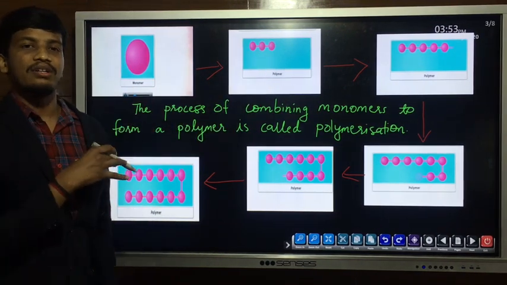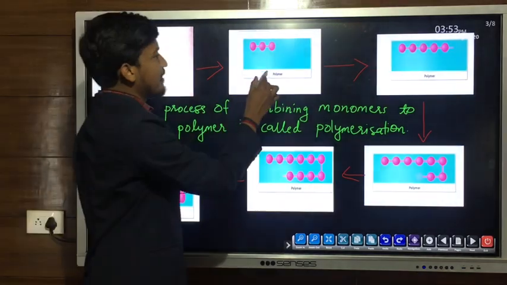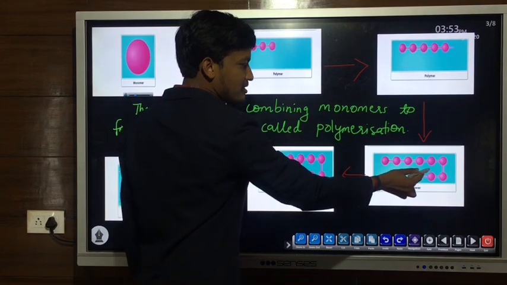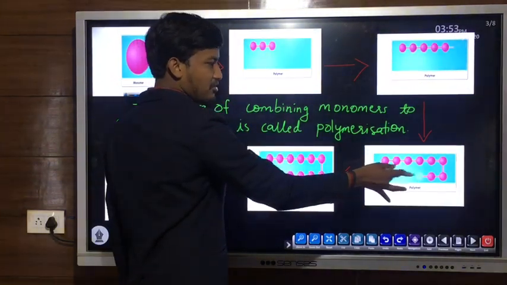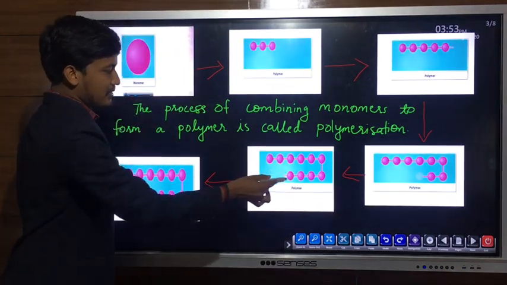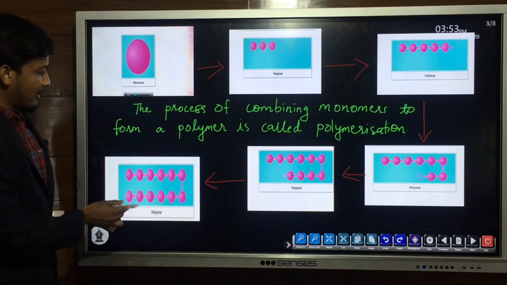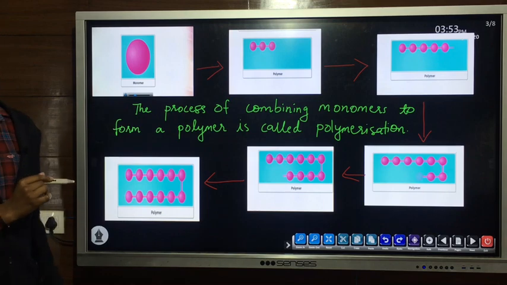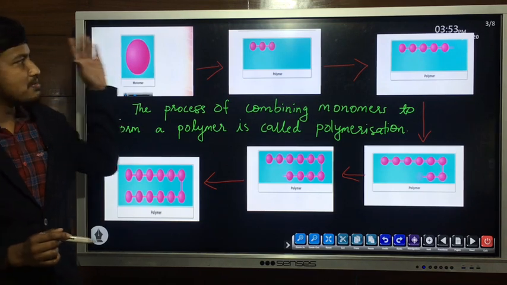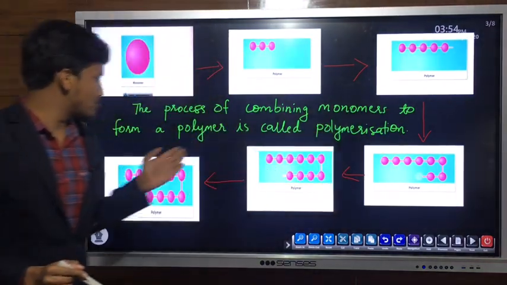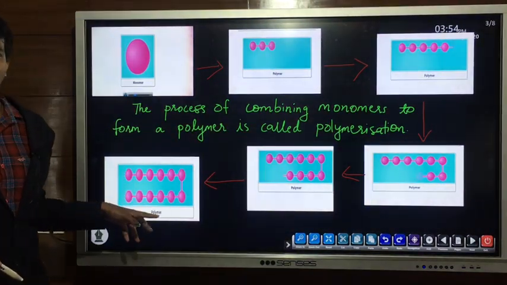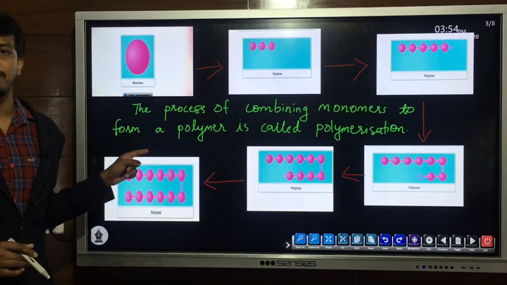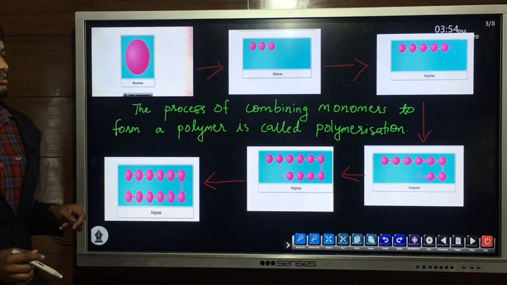When the monomers combine together, we get polymer. In the second step, then the third step, we can see that more monomers are joining. Then in the next step, again a combination of more monomers. Then again the chain is increasing, and finally we have a polymer like this. So this is the formation of polymer. The same monomer units are combined together to form a long chain. This long chain is called polymer, and these long chain polymers are combined together to form fiber. Using these fibers we make cloth.